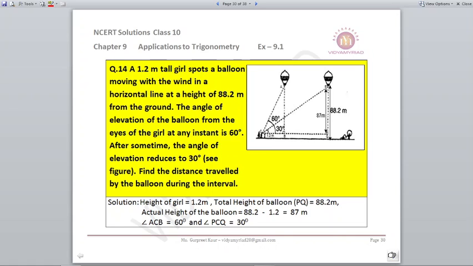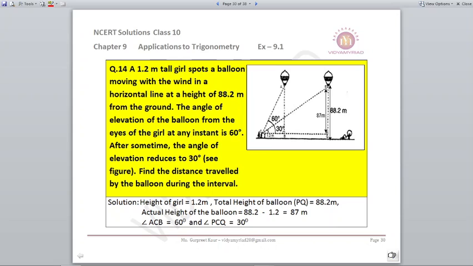Question 14. A 1.2 meter tall girl spots a balloon moving with the wind in a horizontal line at a height of 88.2 meters from the ground. The angle of elevation of the balloon from the eyes of the girl at any distance is 60 degrees. After some time, the angle of elevation reduces to 30 degrees. Find the distance traveled by the balloon during the interval.